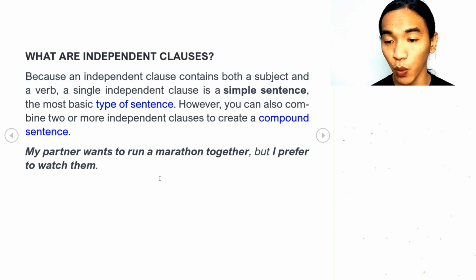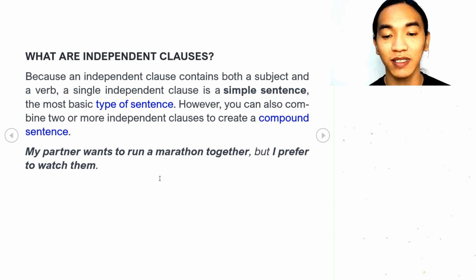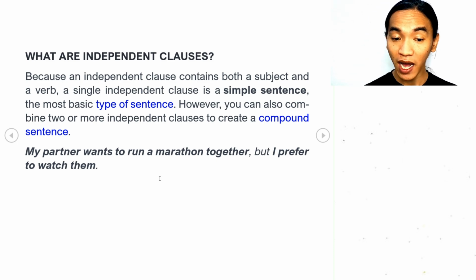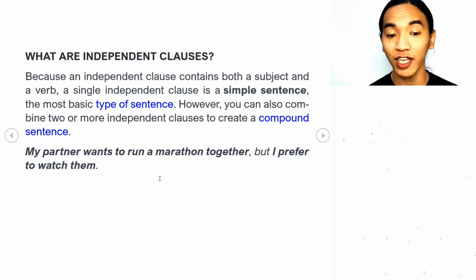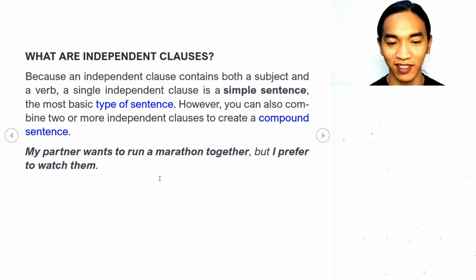Now, we have the example here. My partner wants to run a marathon together, but I prefer to watch them. As you can see here, we have two independent clauses, so it is considered a compound sentence. Again, independent clauses actually have a concrete or clear meaning or thought.